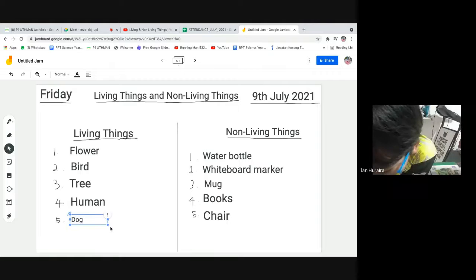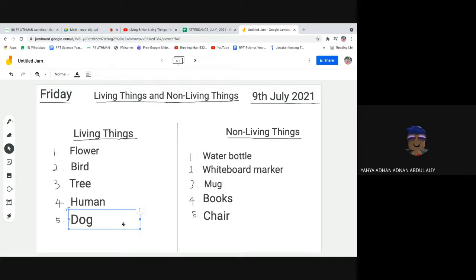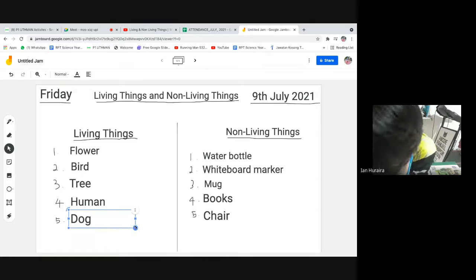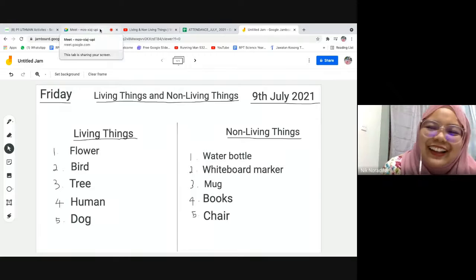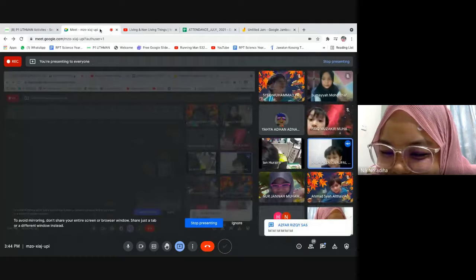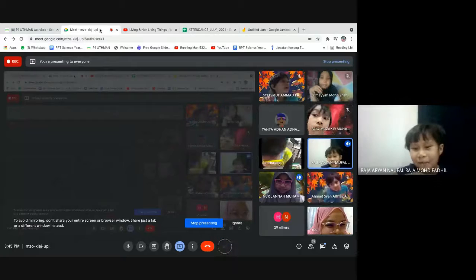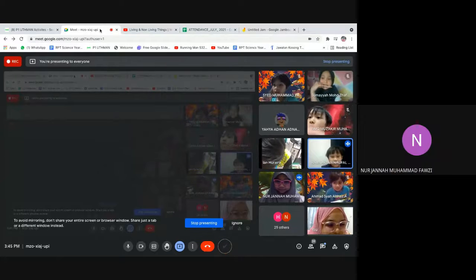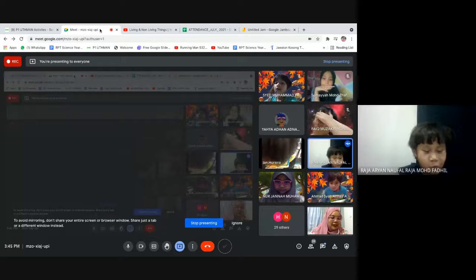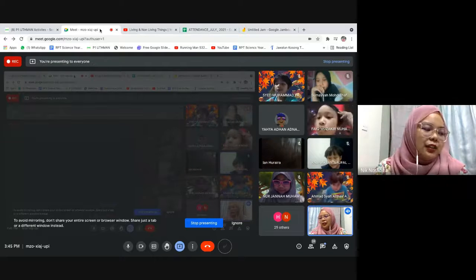Teacher, dog is haram in Islam, because it likes to lick us. I see a dog somewhere when I want to go somewhere. Then you can see the dog.